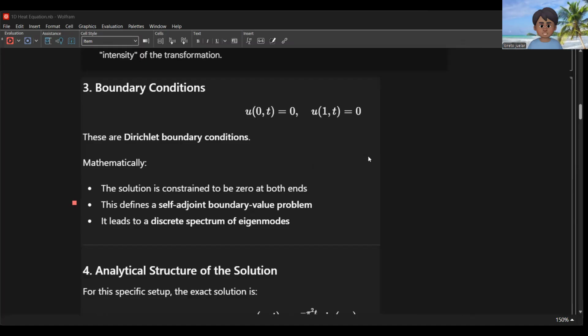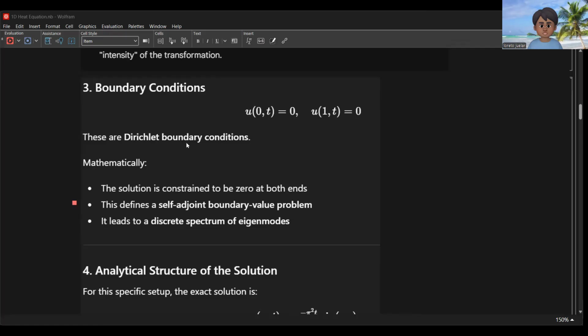Okay, so we have the boundary conditions here. U as a function of x and t, where x is equal to 0. So this is only a function of time. So this is equal to 0. And if x is equal to 1, the time here does not affect it. So u as a function of x and t, where x is equal to 1, is also equal to 0.